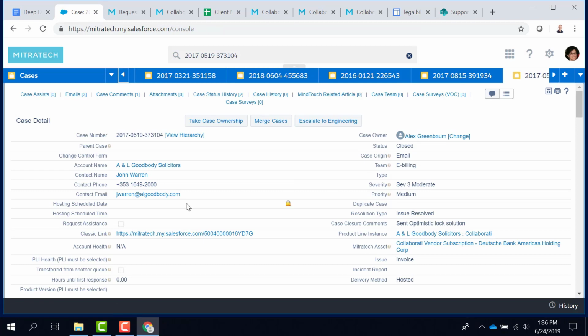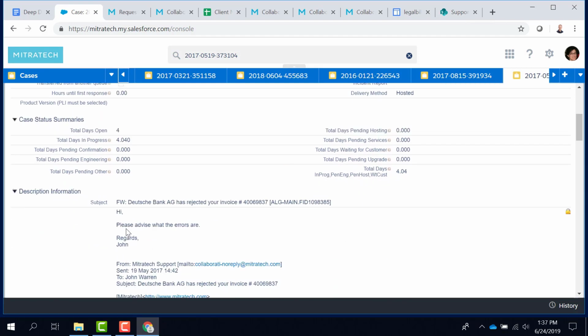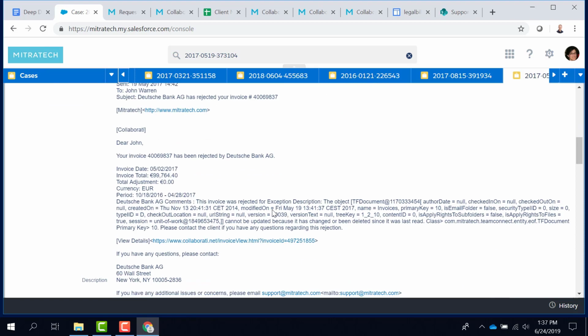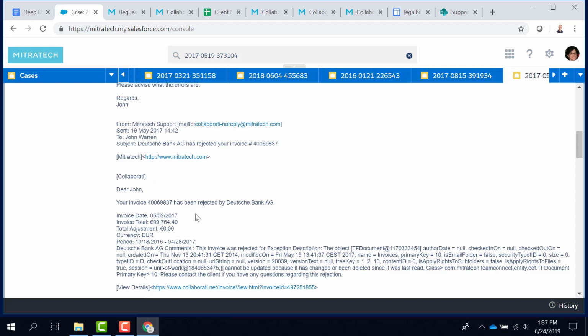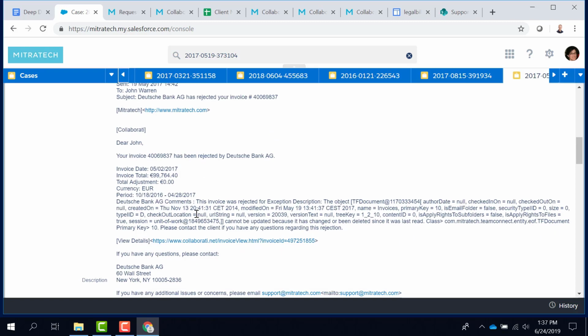All right, so this one came to us. "Hi, please advise what the errors are." And then it does say in the subject line, "Deutsche Bank has rejected your invoice." And here's the email notification that is sent to users who opt in, and it has the rejection comments from the client on the invoice.